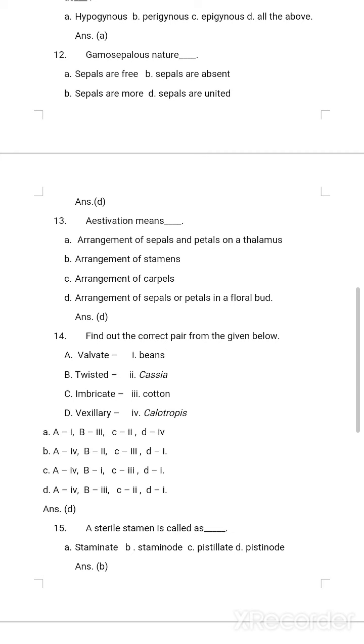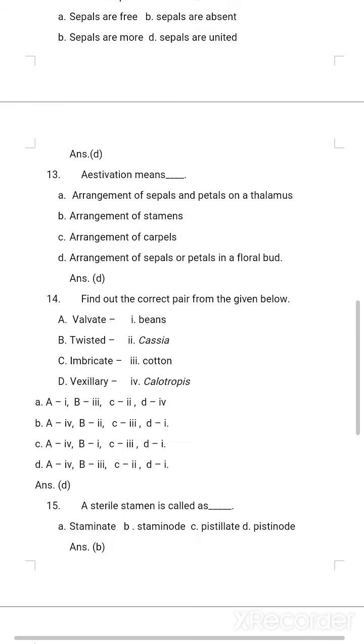In the previous class we had a discussion. If the sepals are united, that nature is called gamosepalous. If the sepals are free, then the nature is called polysepalous. Understood? Very good. Now, moving to the 13th question, next question.